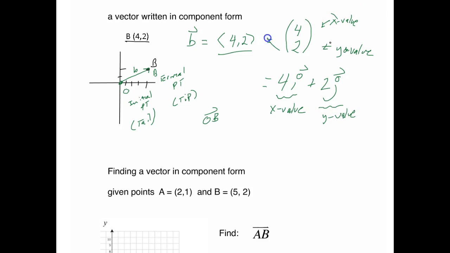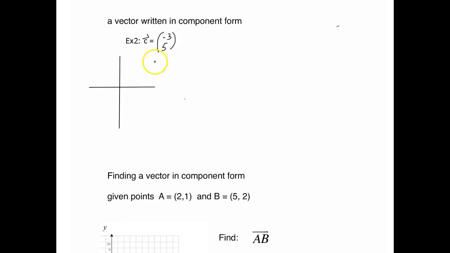Your book will use these two values right here interchangeably. Let's work on this example here. So now here I'm given a vector. Notice it's not a point, it's a vector, it's in the vertical form. And let's just draw it in component form.